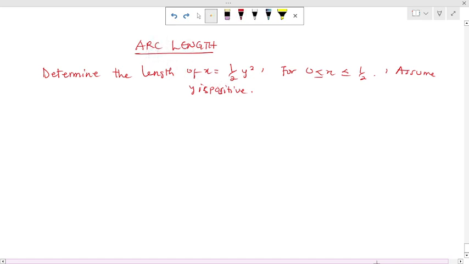In this section, I'll be taking you through a problem involving arc length. In our previous lesson, I showed you how the arc length formula was proved and we solved a problem. So in this section, we continue by solving this problem here.